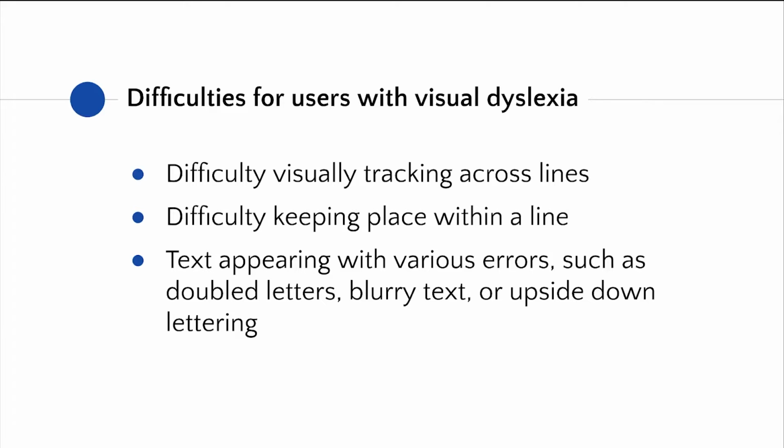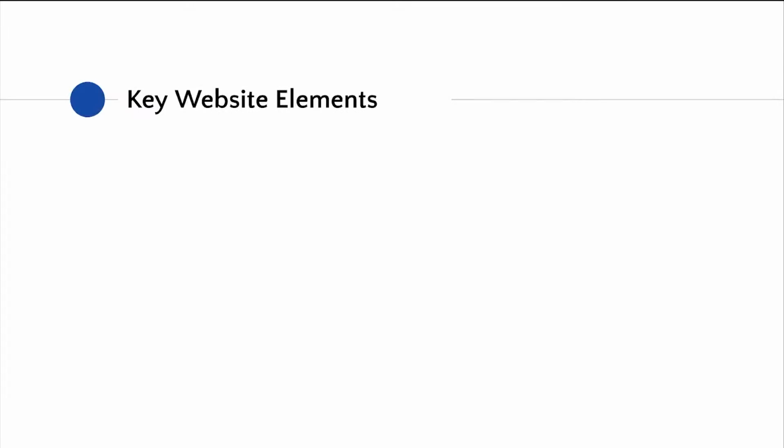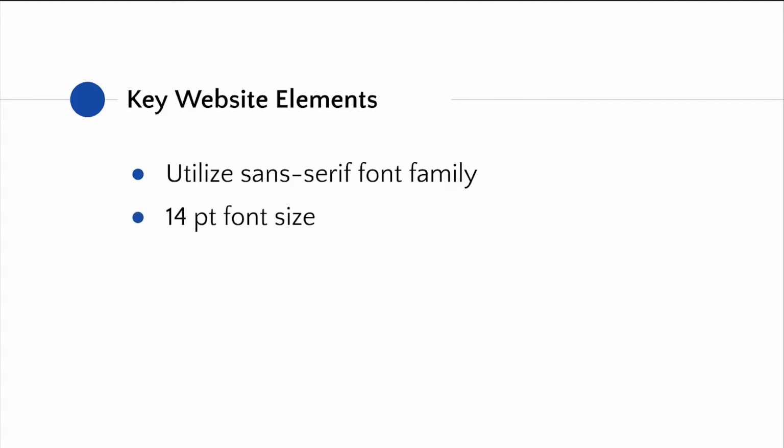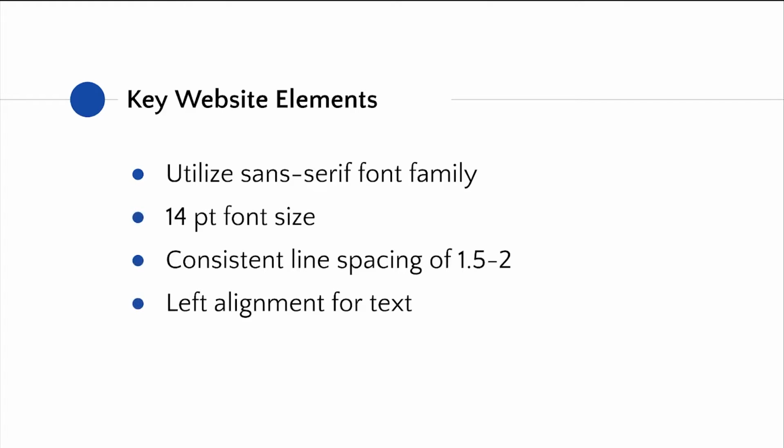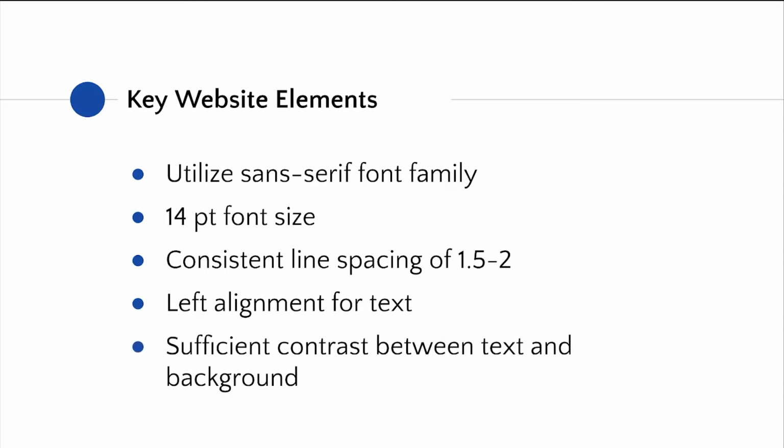Through our research, we found that the key design elements of a web page that would give the user the highest chance of comprehension included the following: utilization of a sans serif font, a 14-point font size, consistent line spacing of 1.5 to 2, left alignment for text, and sufficient contrast between the text and background. While these are the recommended values for each of these aspects, we wanted to create a product that would allow the user to have control over each of them.